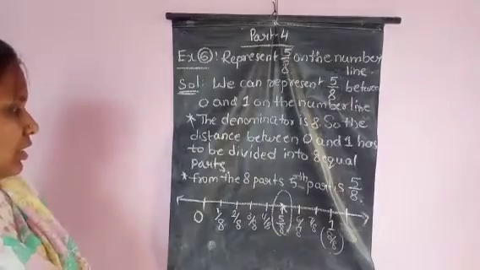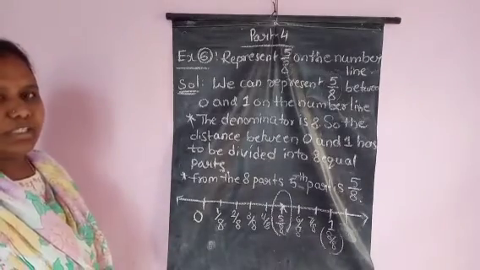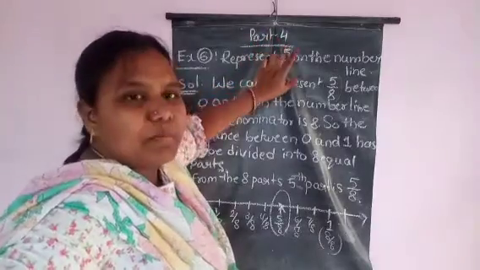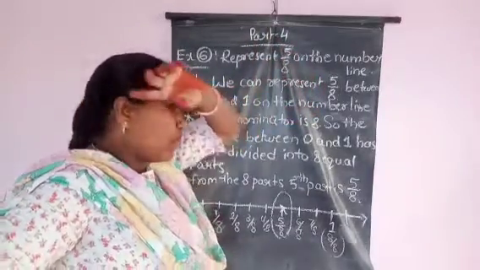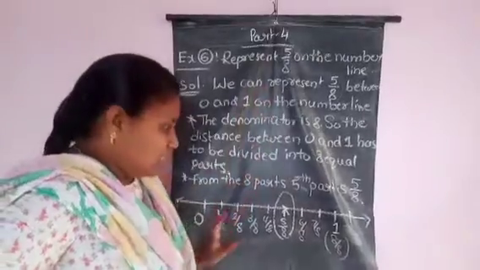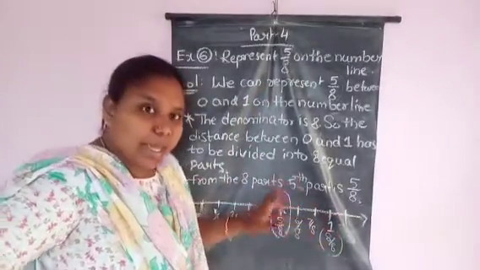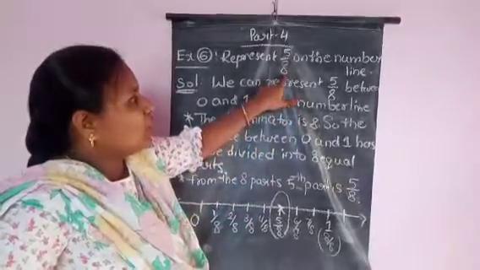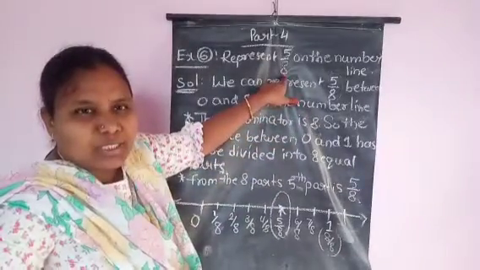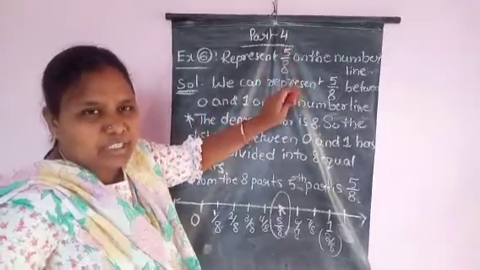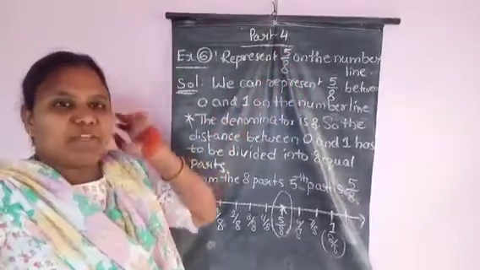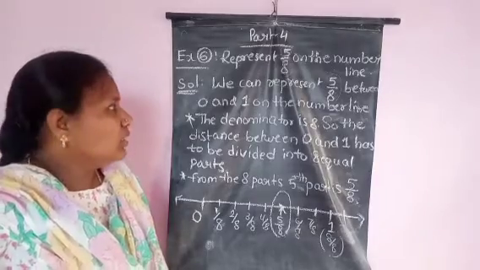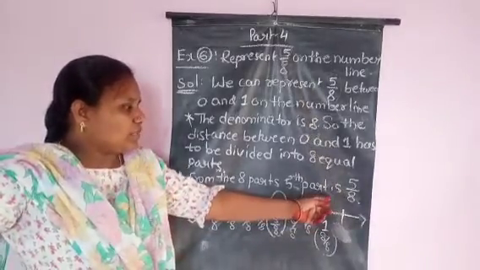Okay. That's it. Is it clear, children? First we have to check whether it is proper or improper. If it is proper, it lies between 0 and 1, and the gap between 0 and 1 has to be divided into denominator number of parts. Here the denominator is 8, so we have to divide it into 8 equal parts. Please copy this.